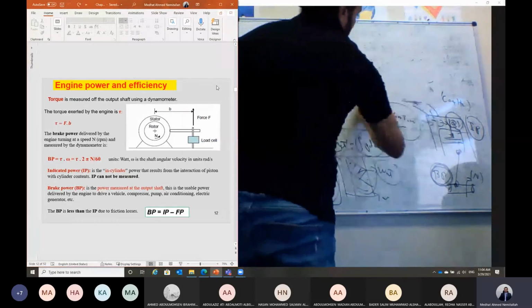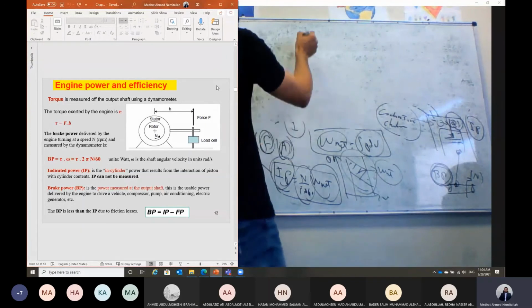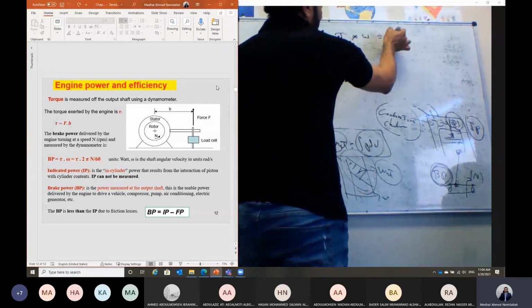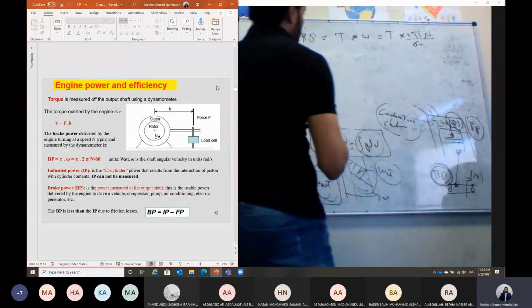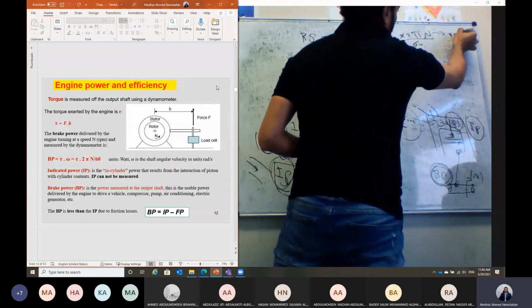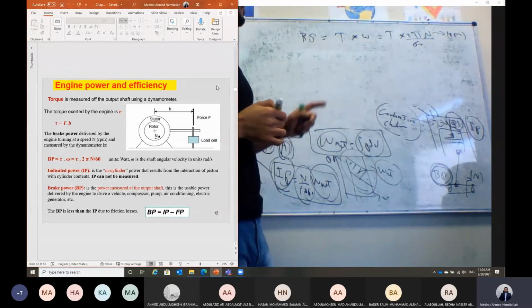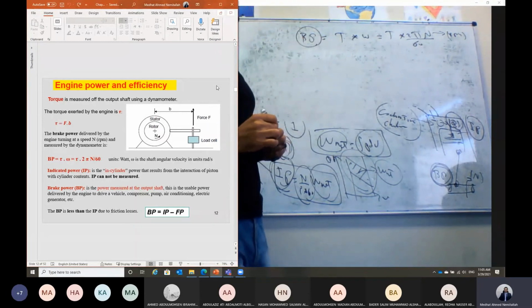So the brake power of the engine, which is the mechanical shaft power on the crankshaft, will equal the torque multiplied by omega, and omega, which is the angular velocity, is 2πN divided by 60, where N is the revolutions per minute of the crankshaft. Okay, so brake power is the final power at the crankshaft, which is the mechanical power.